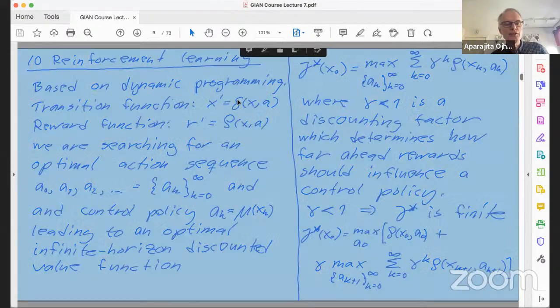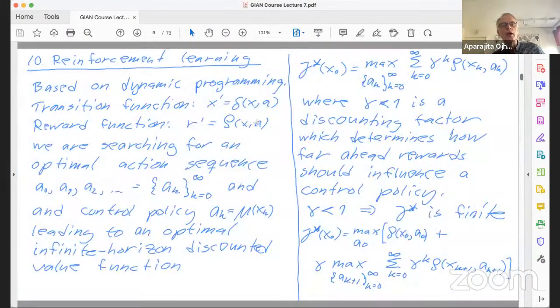The thing is that these functions are not known in the final method. Then the assumption is that we can replace this transition function by observations from the real plant or from the simulation. But that is coming later on. So now we assume that we know these transition and reward functions. So based on that knowledge, we are searching for an optimal action sequence.